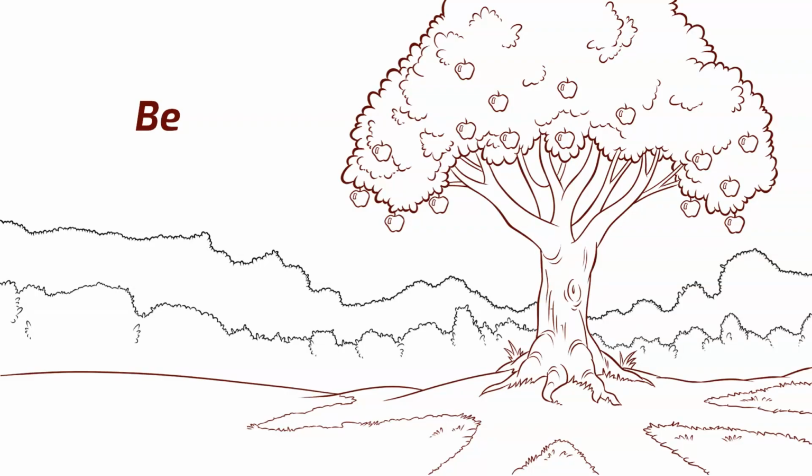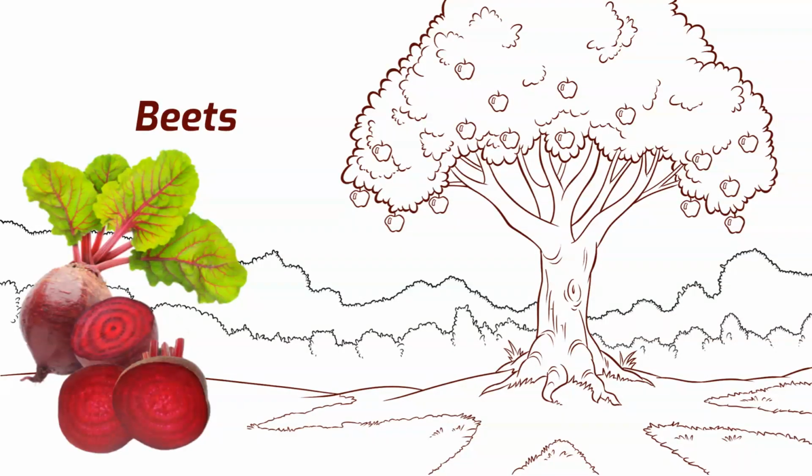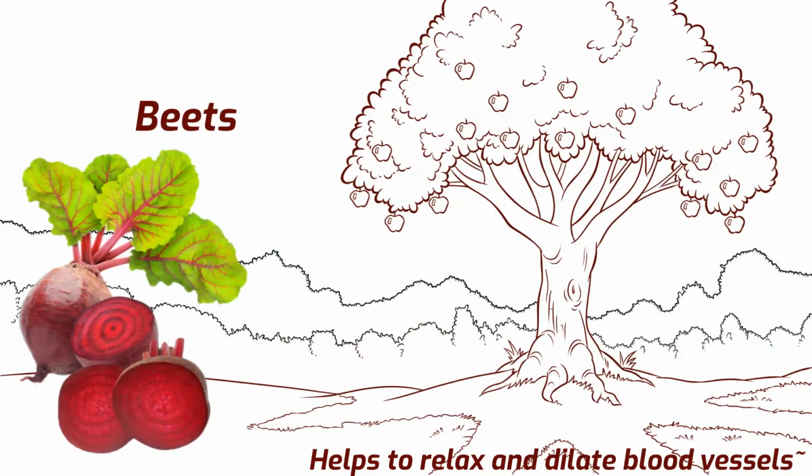Beets. Beets are rich in nitrates, which convert to nitric oxide in the body, helping to relax and dilate blood vessels. This process improves blood pressure and promotes better circulation. Beets also contain betaine, which supports liver function and helps reduce homocysteine levels in the blood, contributing to cardiovascular health.